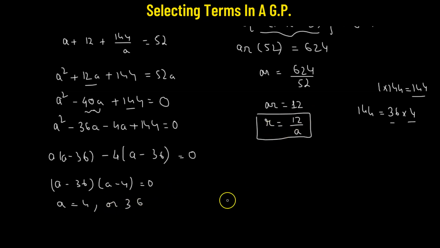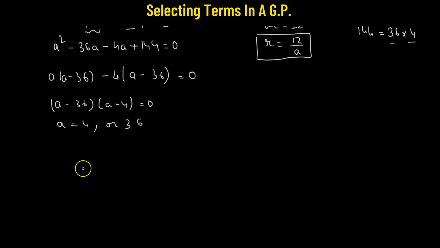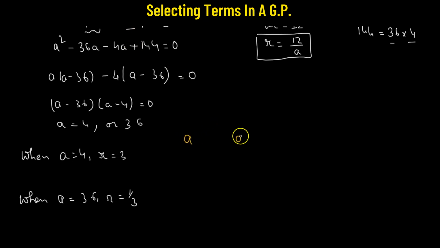So we have the value of r here. So let's use the value of r. Now when a is 4, then our r value is going to be equal to 12 divided by 4, so it will be equal to 3. And when we have a equal to 36, then the r value will be 12 divided by 36, which is 1 over 3. Now we can use this to obtain the value of the three terms. So we will obtain the values of a, ar and ar squared. Now a value is simply 4. Then ar will be 4 times 3, so that will be 12. Then we have ar squared, that means 4 times 3 squared. So 3 squared is 9, 9 times 4 is 36.